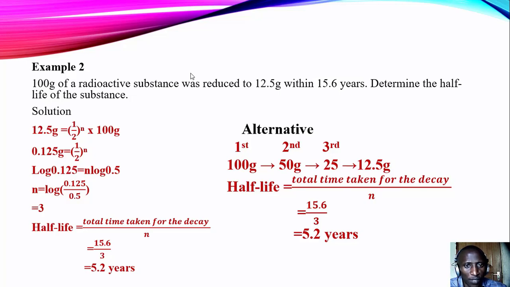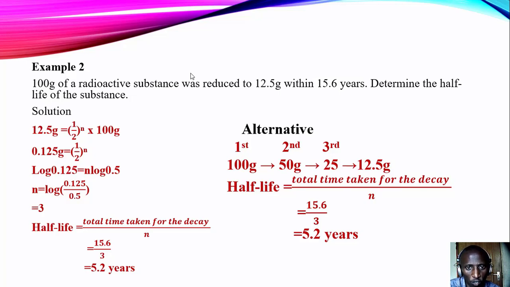We look at example 2. 100 grams of radioactive substance was reduced to 12.5 grams within 15.6 years. Determine the half-life of the substance. Once more, we substitute into the formula. Amount remaining is equal to (1/2)^n times the original amount. Our remaining amount is 12.5, which is equal to (1/2)^n times the original amount of 100, and that gives us n to be 3 half-lives. So if we look at the total time, which was 15.6, and there were 3 half-lives, then each half-life is 5.2 years.